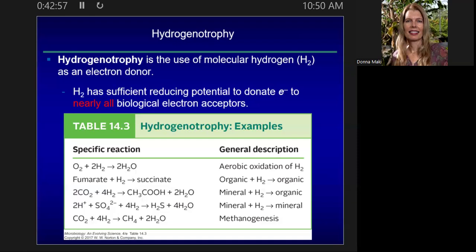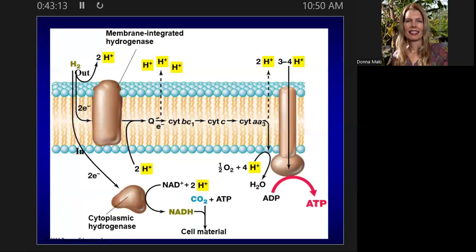And so here you're seeing this idea of them stripping electrons off of hydrogen in this top reaction. They put it through an electron transport chain process, oxygen sitting there at the end. And you get some good ATP. So here is what it looks like.